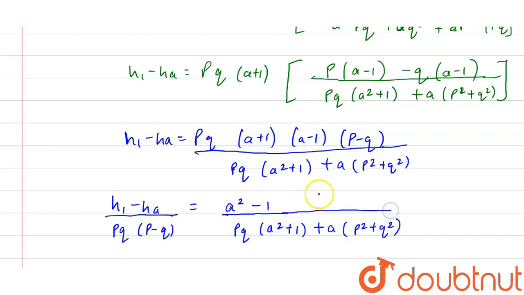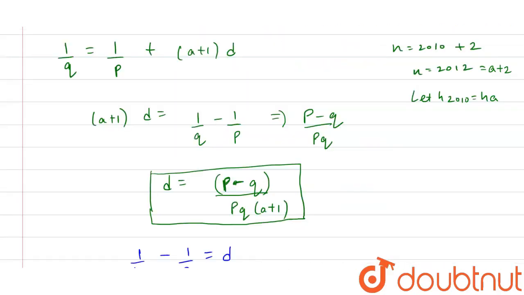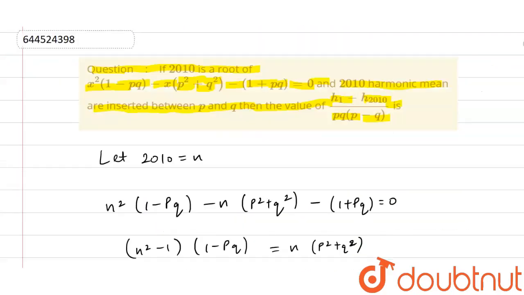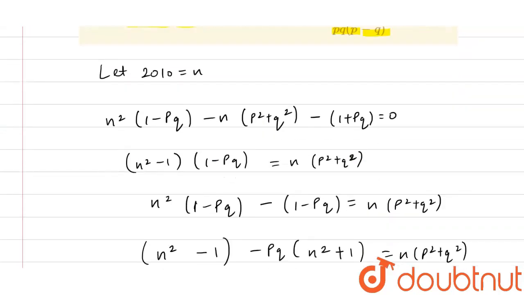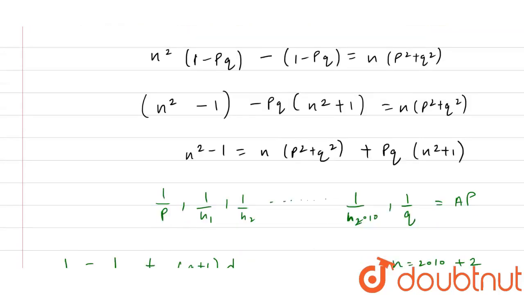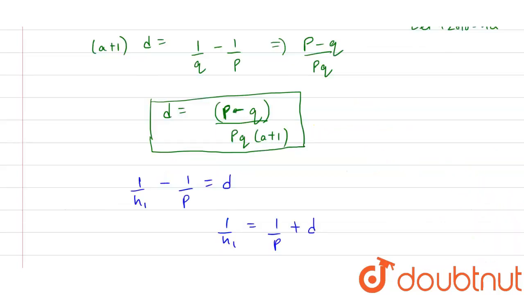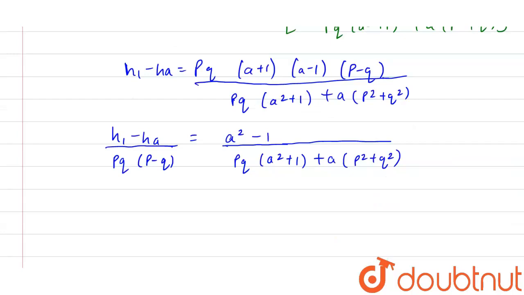And we know the value of a square minus 1 that we have taken above, or we can say that we have taken the last term, a square minus 1. This will be equal to a times p square plus q square. If we put in the place of n the value of a, we get a times p square plus q square plus pq times a square plus 1.